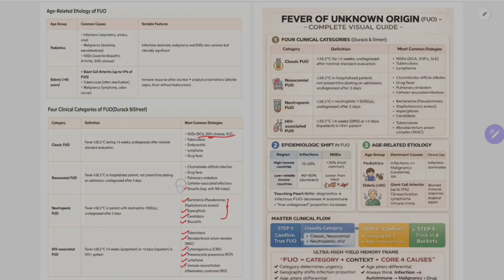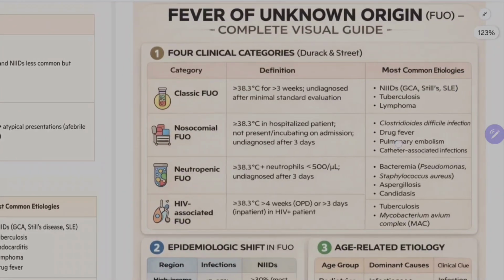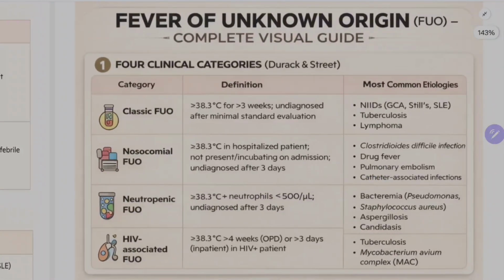So what is the minimum standard evaluation? We'll know now. So this is a 1-page summary which we have discussed till now. Fever of unknown origin. So 4 classes: classical FUO, more than 38.3, more than 3 weeks, undiagnosed after MSC. Commonest causes include infections, tuberculosis, malignancy, lymphoma.